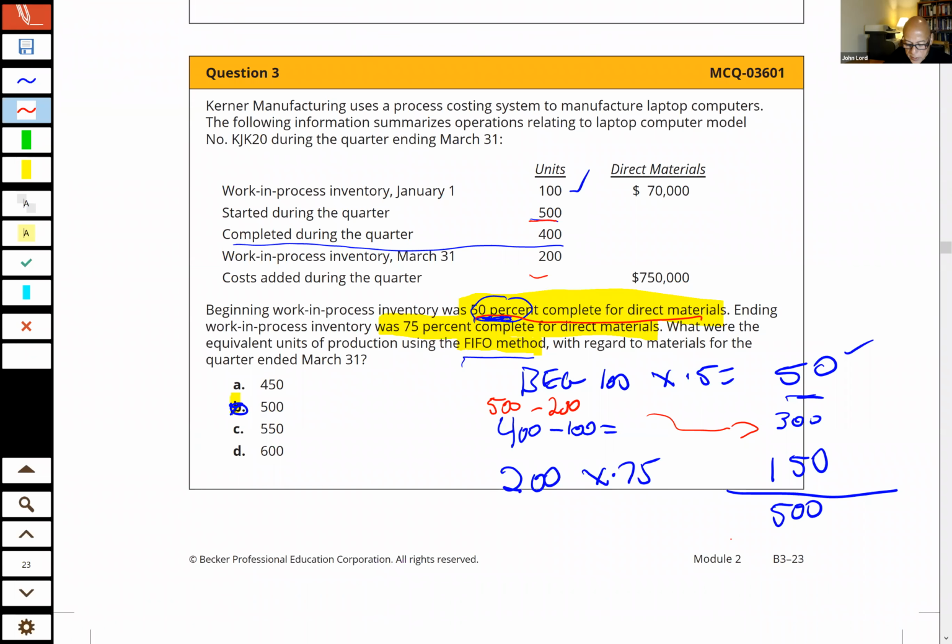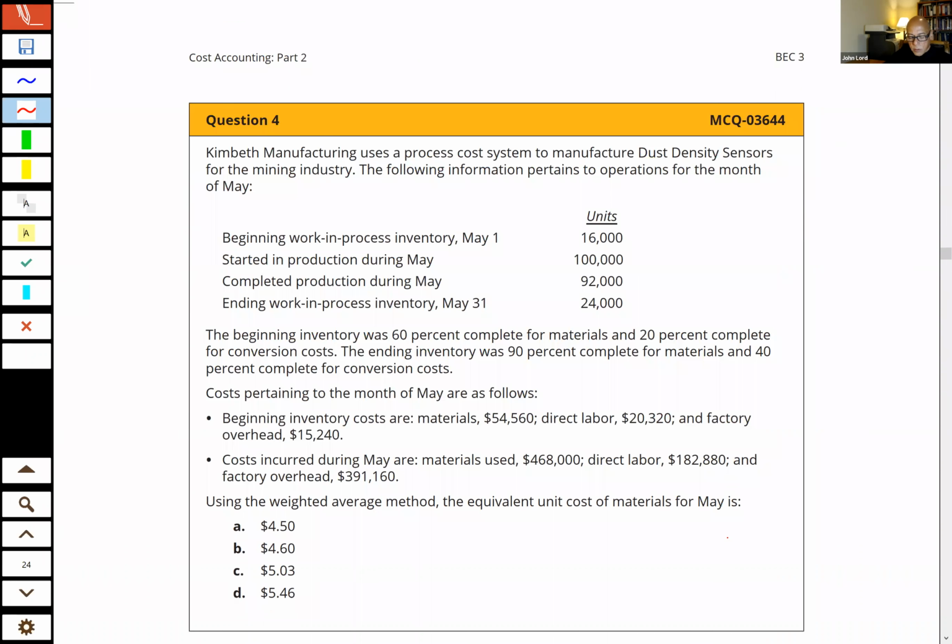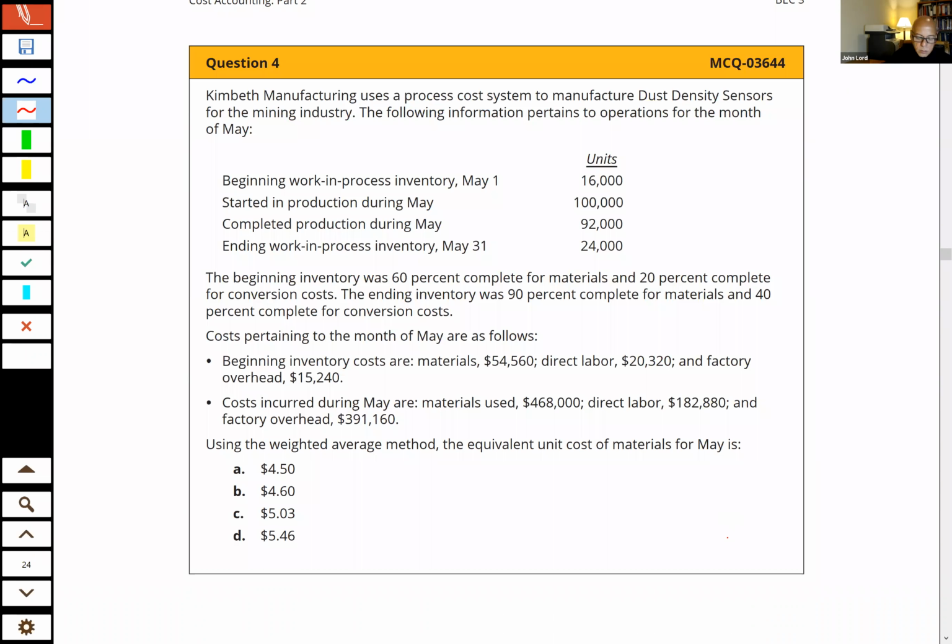Okay, good. We're going to come back to that question 2 in a second, but let's go to question 4 and then we'll go back and pick up question 2.